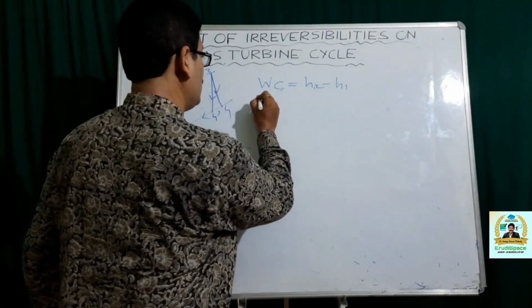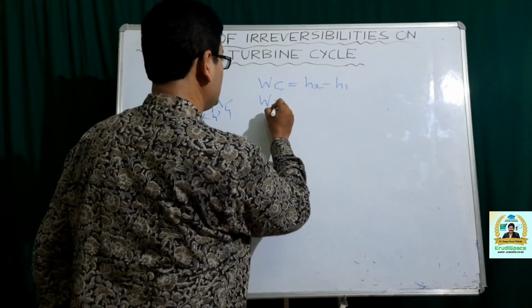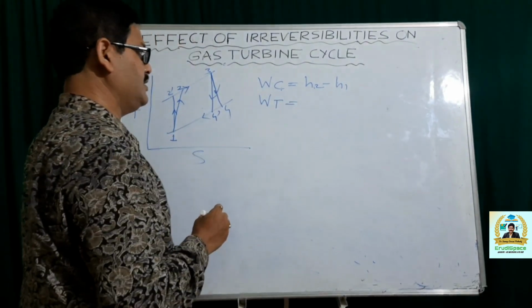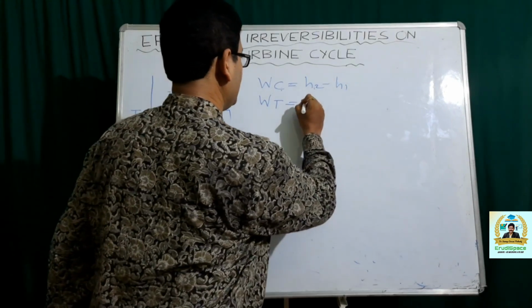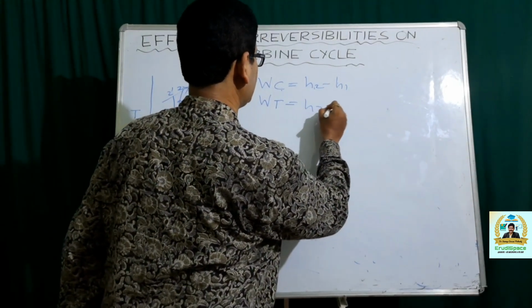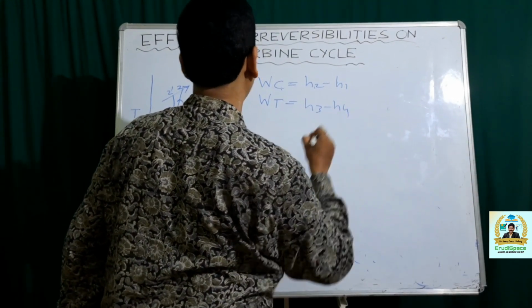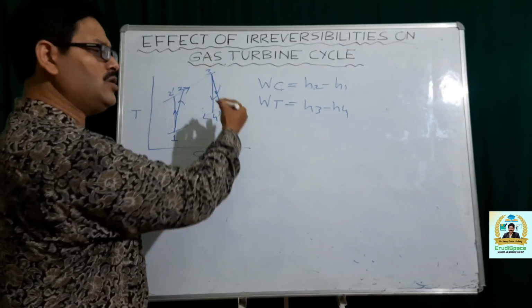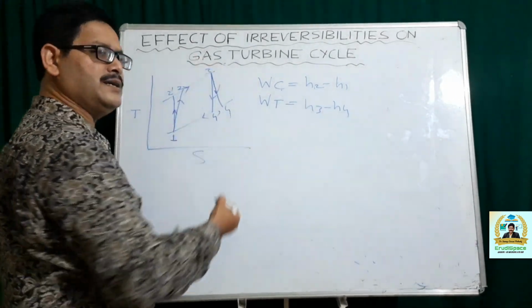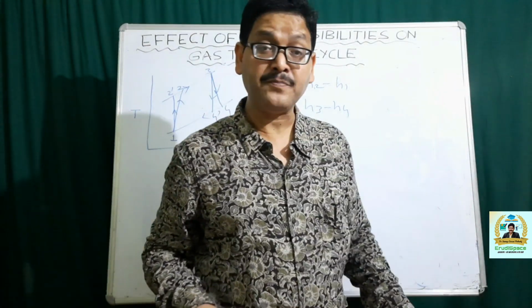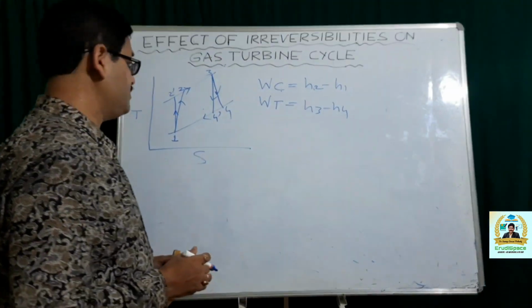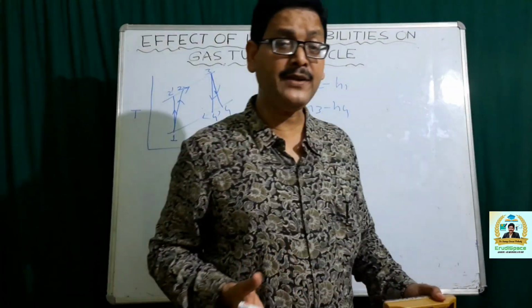Similarly, when you consider the turbine work, it is H3 minus H4. Here also the turbine work is decreased. Now, what is the net effect?